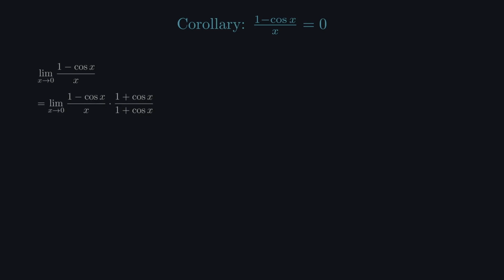Next, we prove an important corollary involving cosine. The limit as x approaches 0 of 1 minus cosine x divided by x equals 0. We start with the expression 1 minus cosine x divided by x and multiply numerator and denominator by 1 plus cosine x. So 1 minus cosine x over x multiplied by 1 plus cosine x over 1 plus cosine x equals 1 minus cosine squared x divided by x multiplied by 1 plus cosine x.